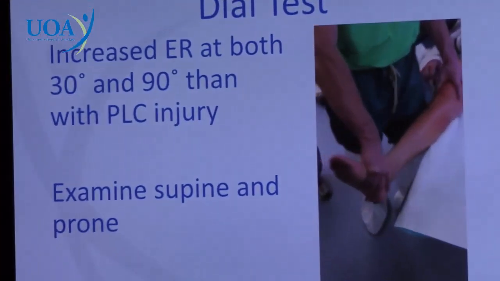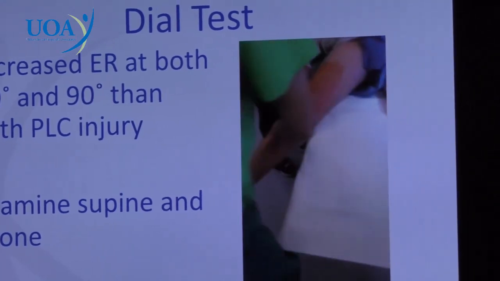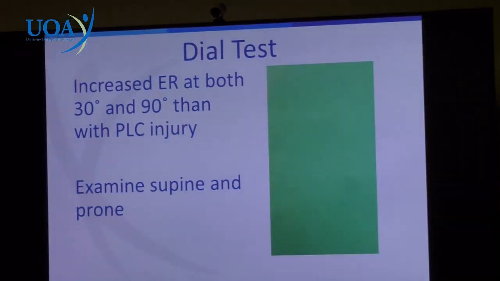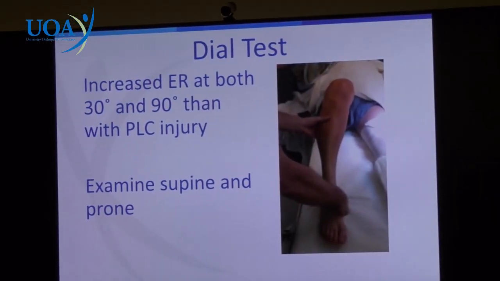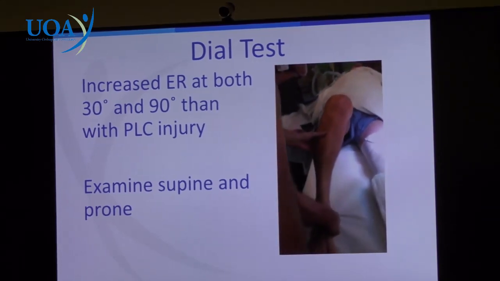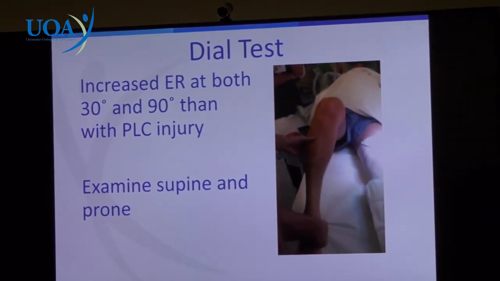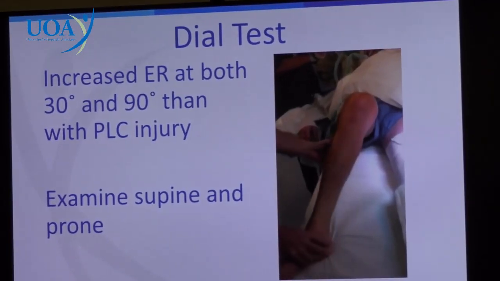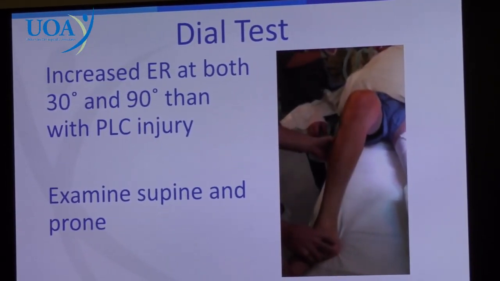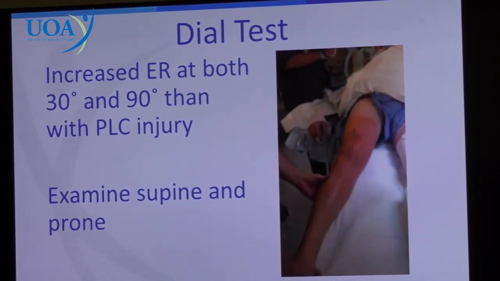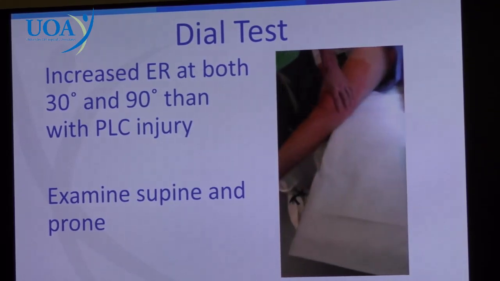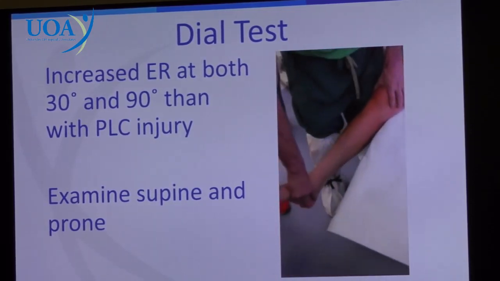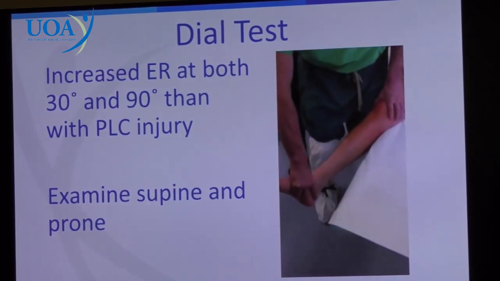And then if I can get the video to come back. Sorry, there. So at 90 degrees, if you have increased external rotation, you're going to be more concerned about a combined PCL and posterolateral corner injury. If it's just at 30 degrees, oftentimes it would just be one. But again, that's something for a sleeping patient where you'll get a better exam, something that we'll check as we're doing an exam under anesthesia.